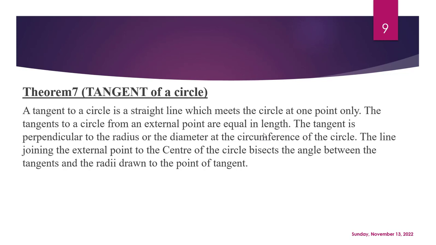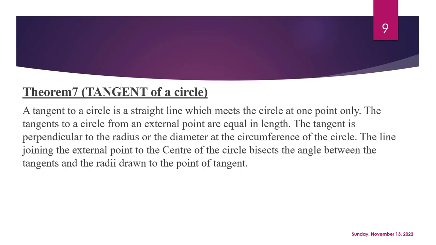And this gives us another property of a tangent. Also, the line joining the external point to the center of the circle bisects the angle between the tangents and the radii drawn to the point of tangent. We are saying that the line joining the external point to the center of the circle bisects the angle formed between the tangents and the radii drawn to the point of tangent.